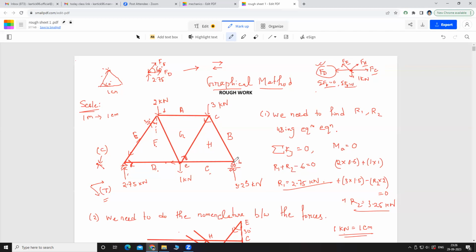Suppose we do it for this point, we know that 3.25 Newton force. So we can find out the forces in these two members in the same way as we have checked for these two members. From this point, we can find out the forces in these two members. Now if you check for point T, this one is known, this one is known, here one Newton is given. So you can find out for these two members.